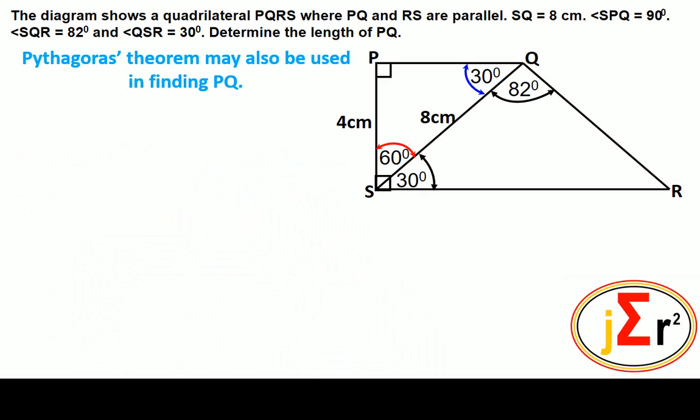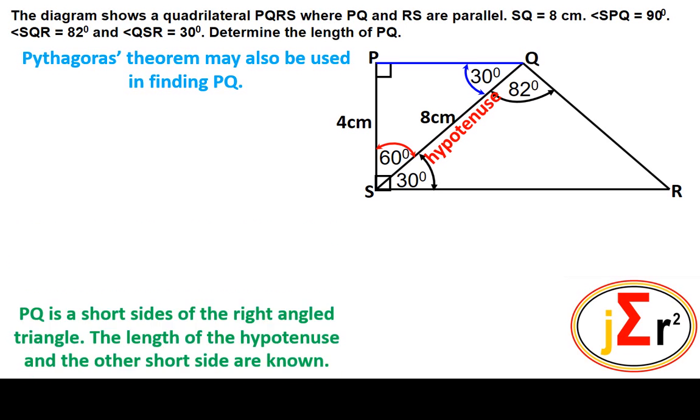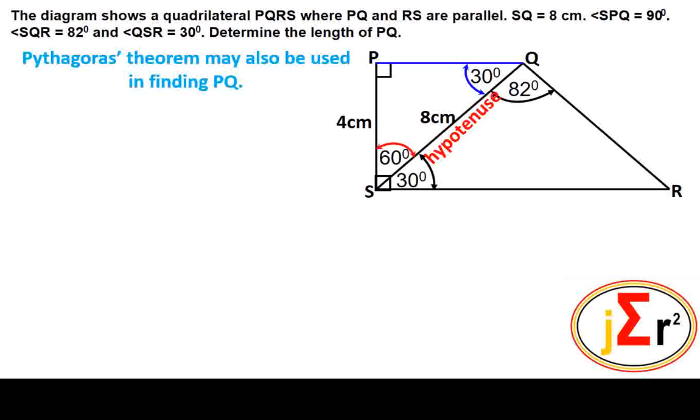On this occasion, we are required to find the length of this side, PQ. And we are again labeling the hypotenuse. As a matter of fact, for the most part, the hypotenuse will play a very important role when we are manipulating a circumstance involving a right-angled triangle. We are labeling the hypotenuse, the longest side, and the side that is opposite to the right angle.